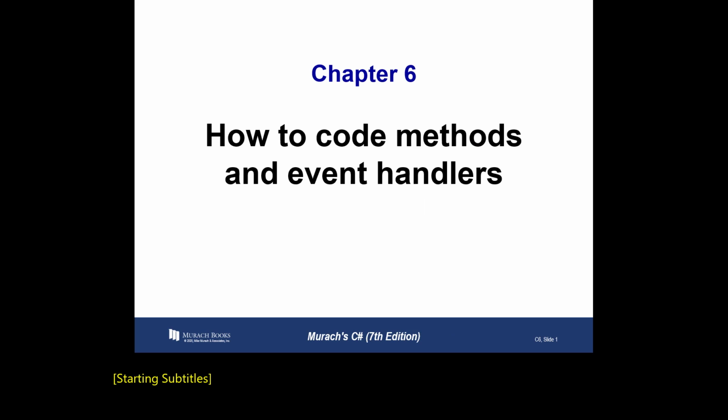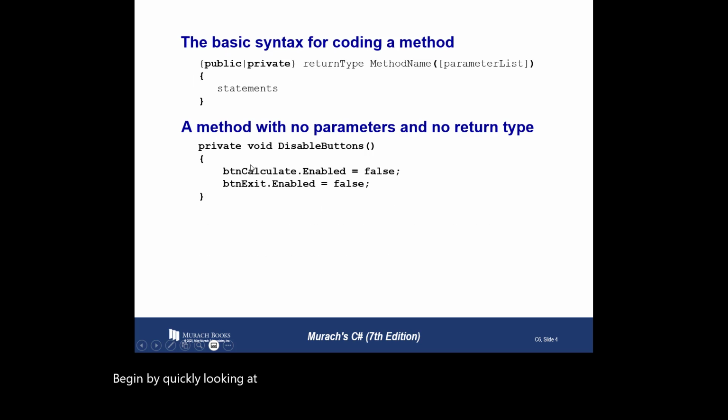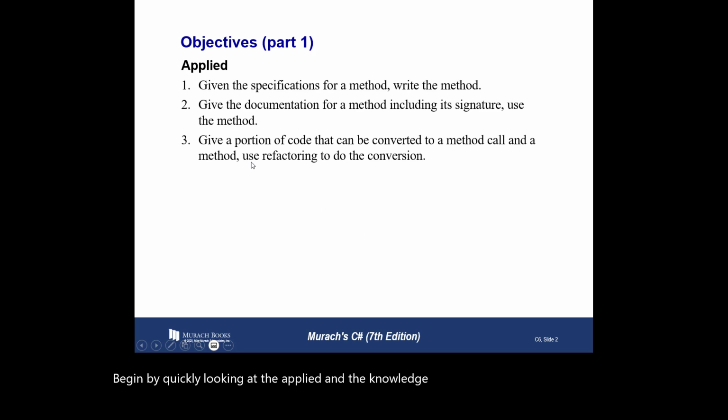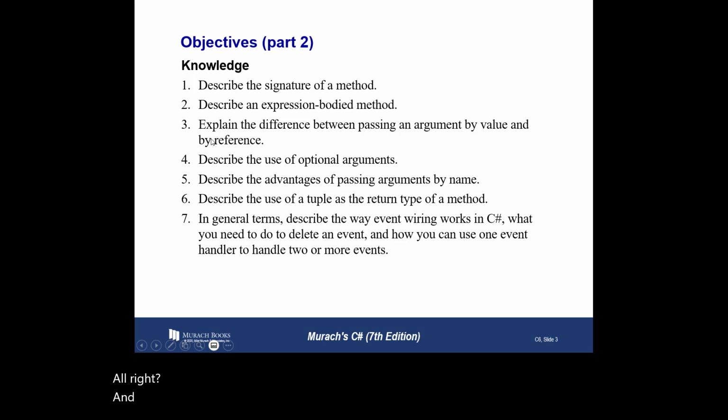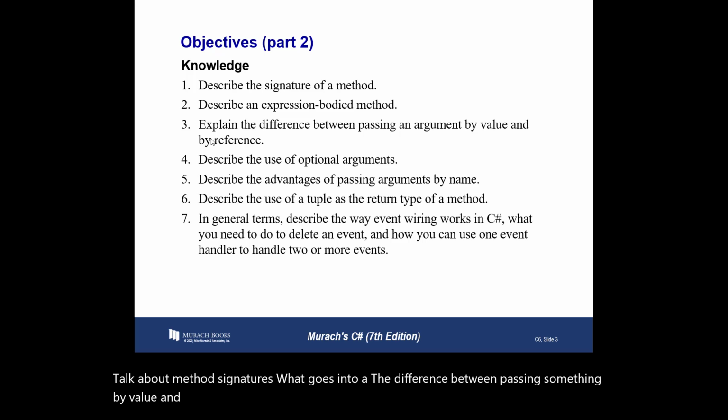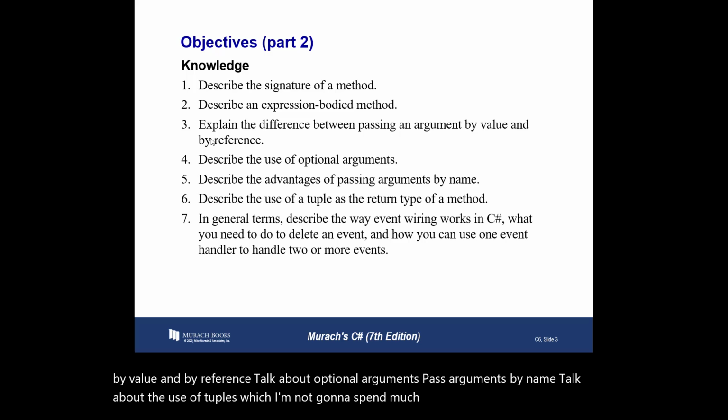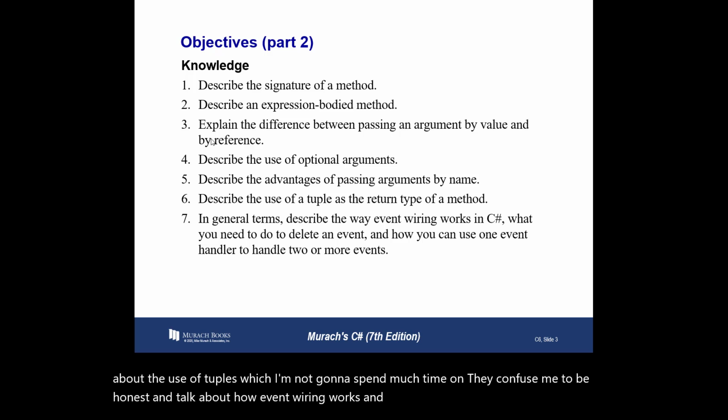And as always, we will begin by quickly looking at the applied and the knowledge objectives. Applied, we'll learn how to write methods in here. And for knowledge, talk about method signatures, what goes into a method, the difference between passing something by value and by reference, talk about optional arguments, pass arguments by name, talk about the use of tuples, which I'm not going to spend much time on. They confuse me, to be honest. And talk about how event wiring works in C#. We looked at this earlier, but we're going to look at it again.